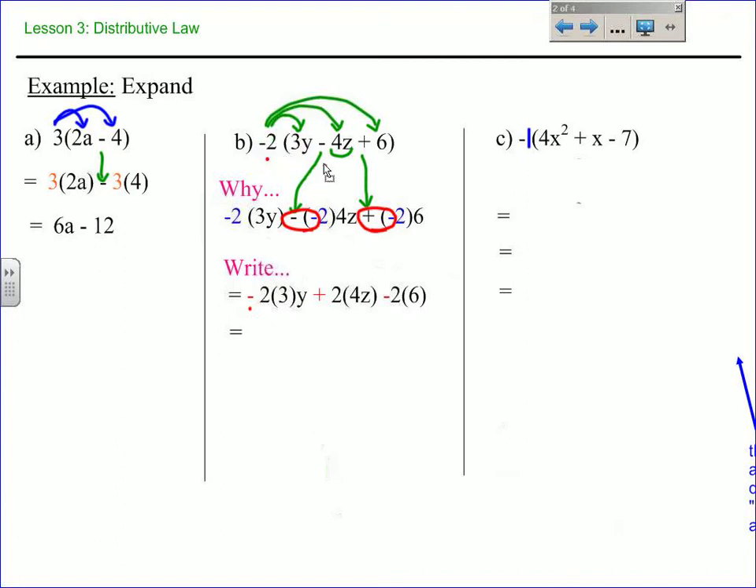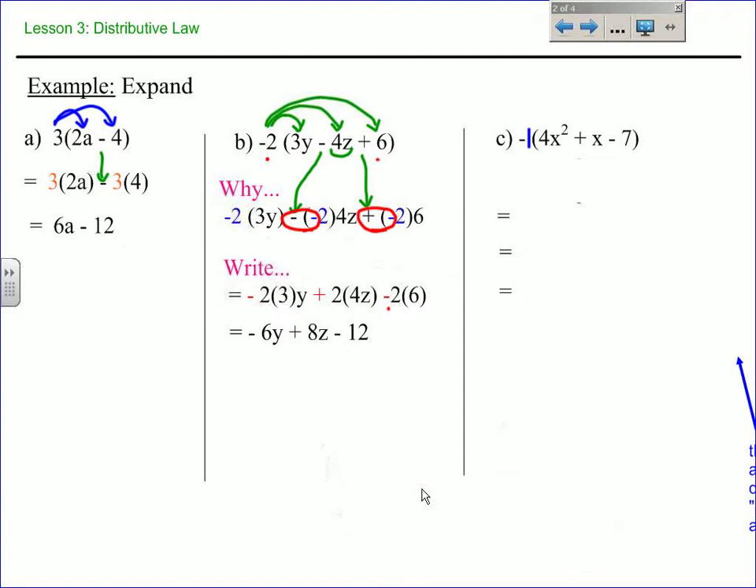I've got -2 times -4. Negative times negative is a positive, and that's why at the bottom here there's a plus sign. For the last one, you've got -2 times +6. Negative times positive is negative, and that's why I have a subtraction sign in between those. So the idea is that you can think about the signs separately from the numbers, and that makes it a little easier. Once you've done that, you can just multiply the numbers together.